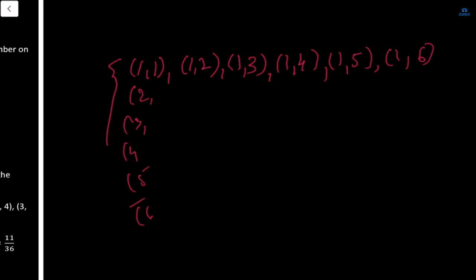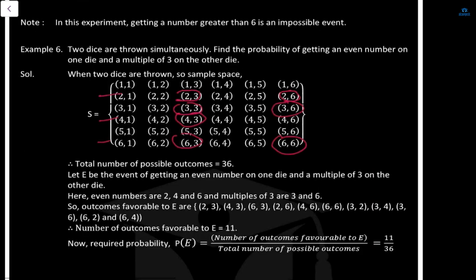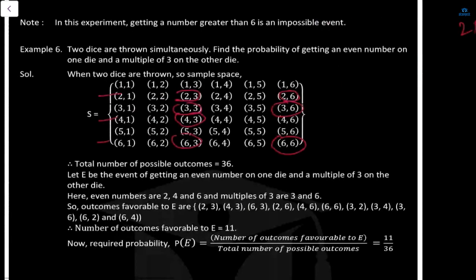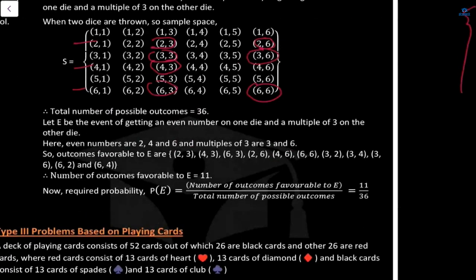Okay. When you are throwing the coin, it is only 2 outcomes. So 2 into 2, that is 4 events are there. Now, total number of possible outcomes is 36.